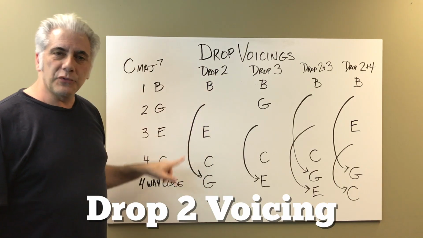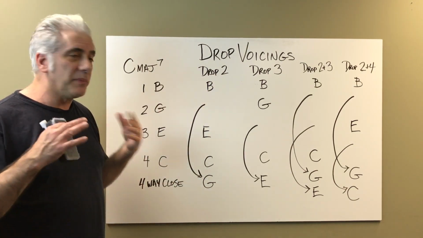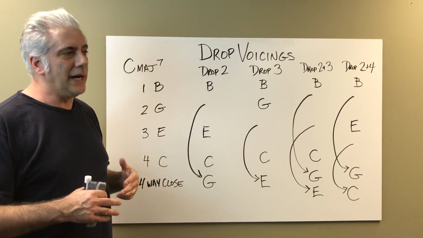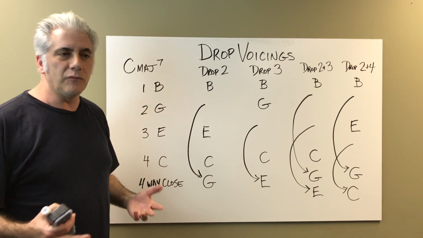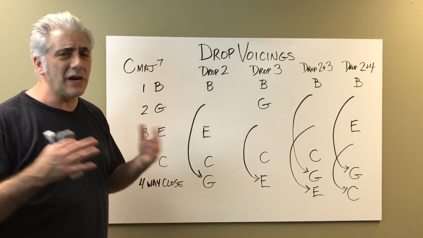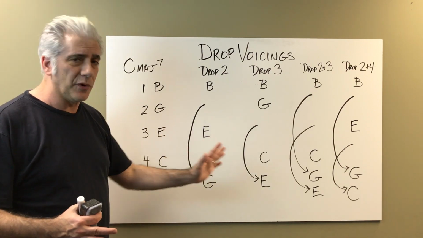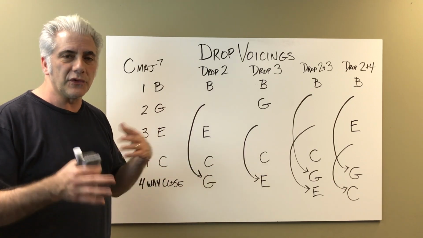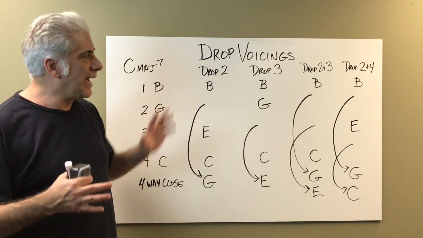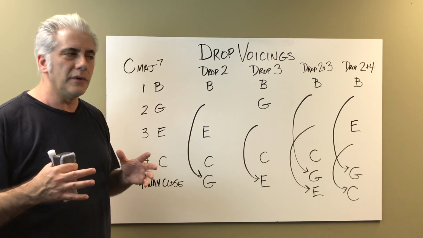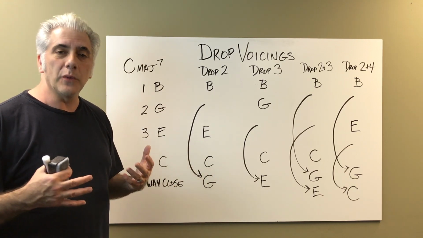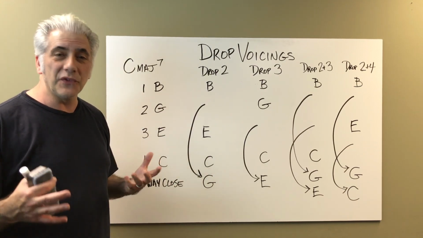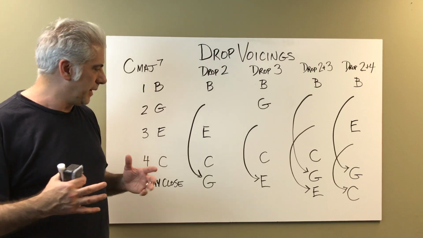Okay, a drop 2 voicing that you'll hear in people like Bill Evans playing in jazz guitar, Wes Montgomery, Joe Pass. Pretty much every jazz guitar player uses drop voicings. That's very common because of the spacing of the intervals on the guitar strings. You have to use drop voicings, because it's hard to play four-way close voicings, and they actually don't even sound that good when you use them that way.